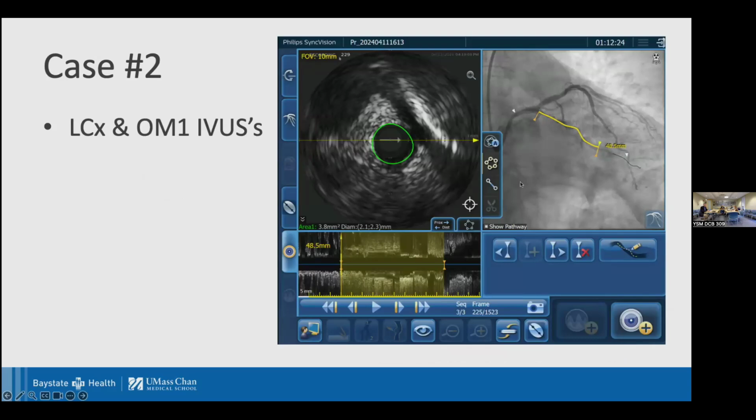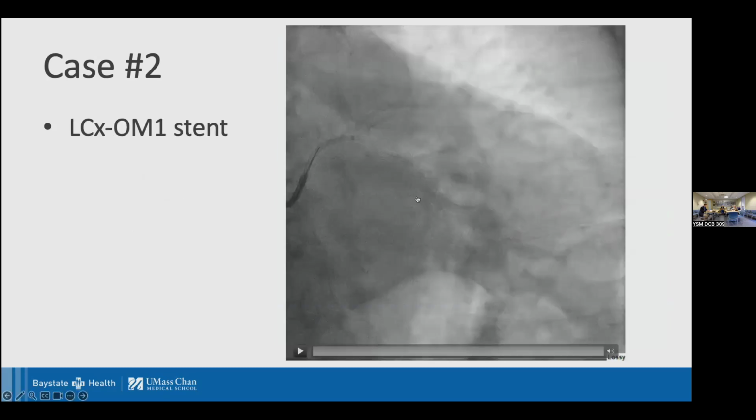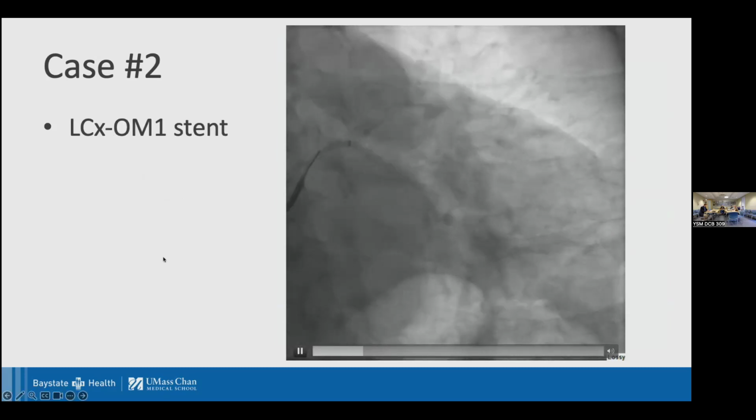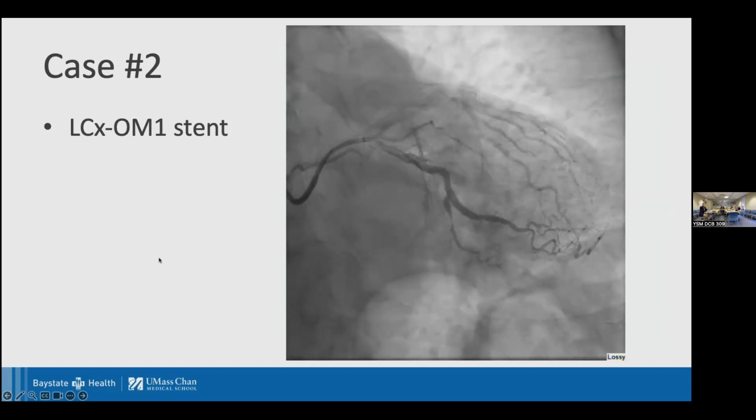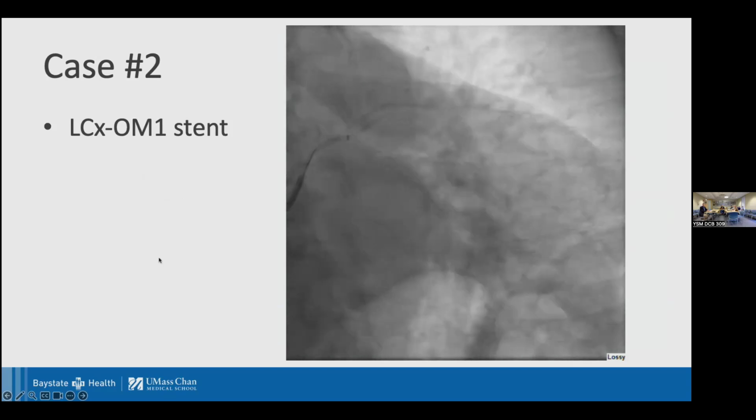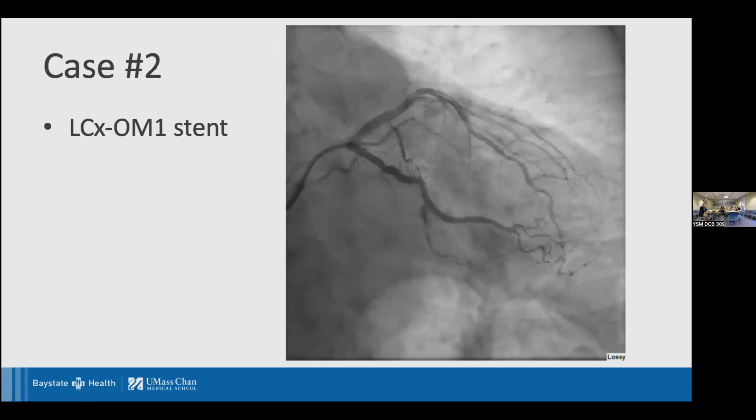Nobody forgot about the circ. The circ was IVUSed down into the first marginal. The lesion was 48 millimeters long. Turns out 48 millimeter stents are available. So one was placed extending from the marginal across the AV groove circ into the proximal circ.